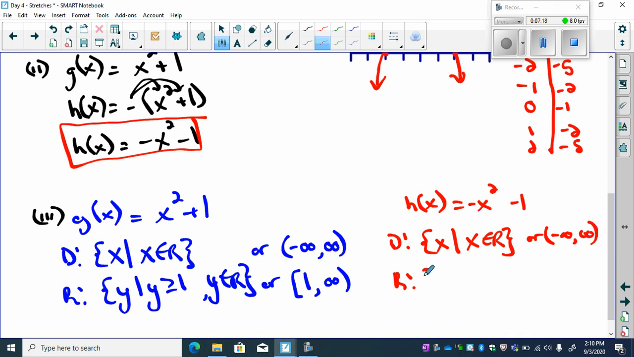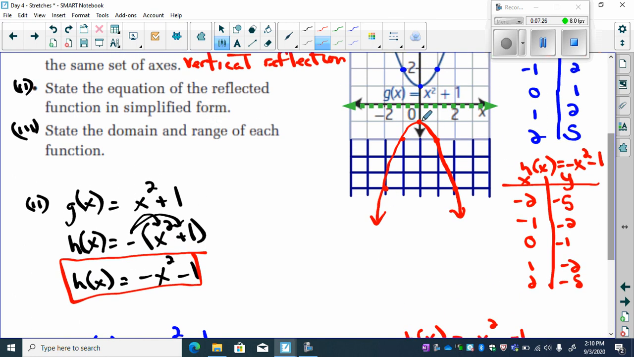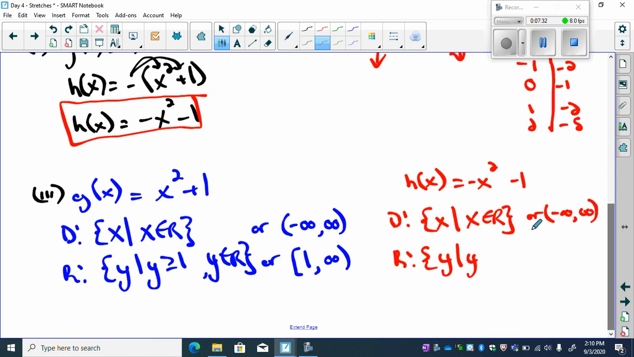The range will be y such that y is, and careful with this one. This one's got a maximum height at this point, a maximum y value of negative 1. Everything else is below negative 1. So we'll say y is less than or equal to negative 1. Y belongs to the real numbers. Or from negative infinity to negative 1.